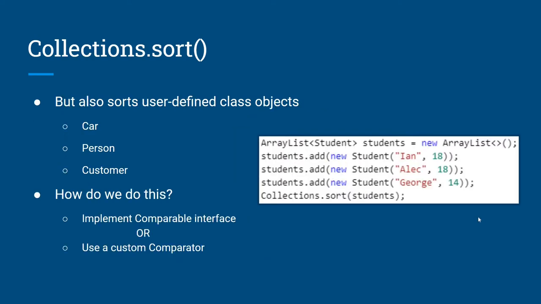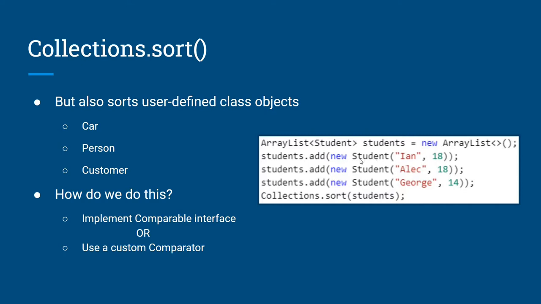But you can also use collections.sort on user-defined class objects. And so that could be an assortment of things. One example is a car, or it might be more commonly in a UIL problem, a person or a customer. These are objects that you will define by yourself in order to make the problem a little bit easier to handle. And so ArrayList can obviously store these user-defined class objects, and as a result, you can also sort them with collections.sort. But there's a little catch to this, because when you create your own user-defined object, it's not like the computer knows how to sort the objects.